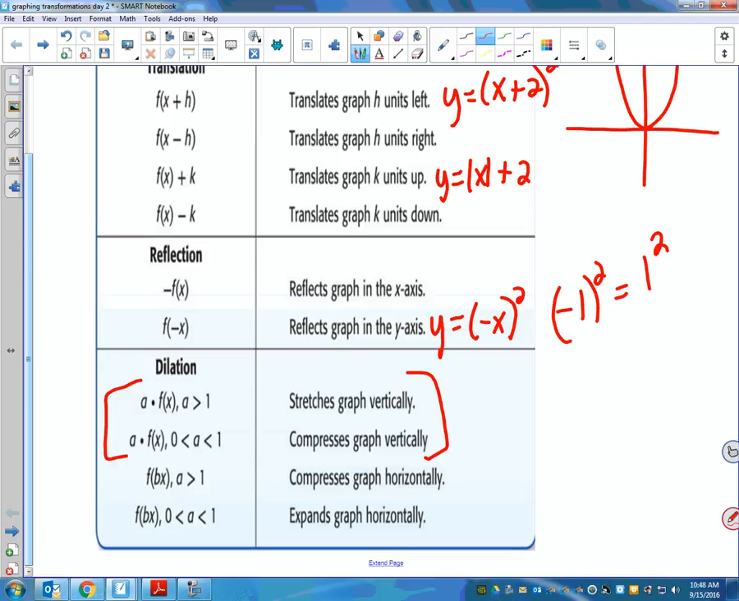So again, what are some differences here? Outside would be like 2 times the absolute value of x. Inside the function would be like the absolute value of 2x. Here's my question for you. On an absolute value graph, are these going to be any different when I actually graph them? They're going to be exactly the same.